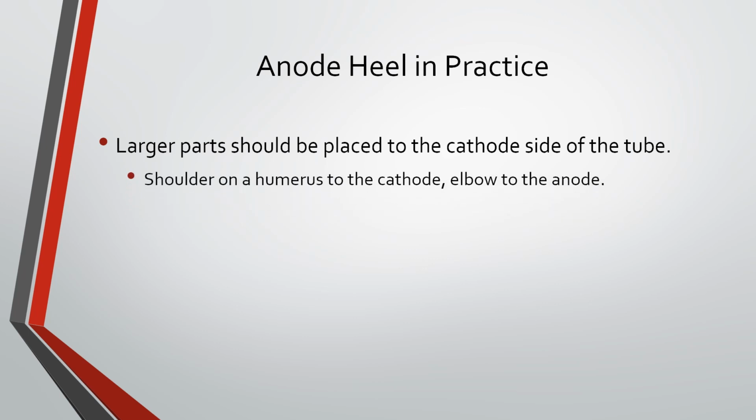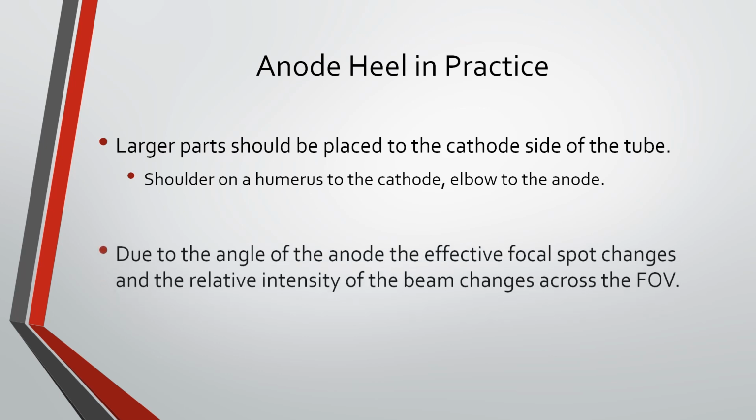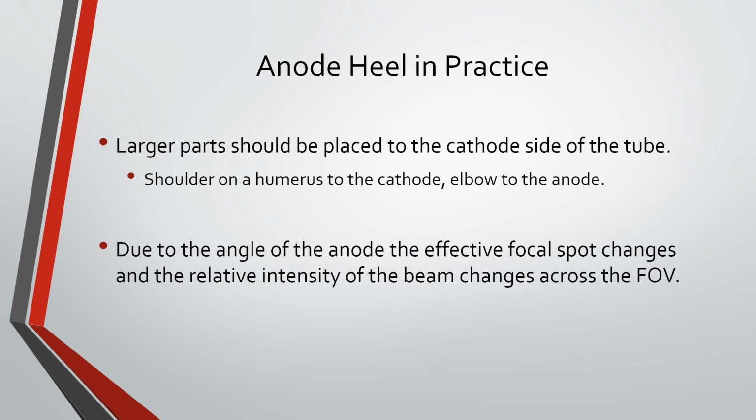So on a humerus, the shoulder of the humerus should be to the cathode. The elbow isn't quite as thick as the shoulder, not typically, and the elbow should be on the anode side where there's less intensity. Due to the angle of the anode, the effective focal spot changes and the relative intensity of the beam changes across the field of view, as we've already discussed.